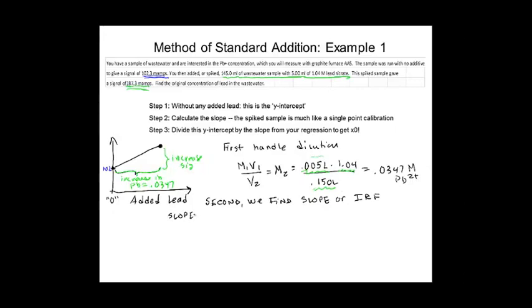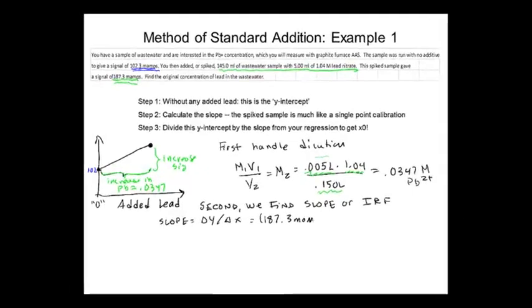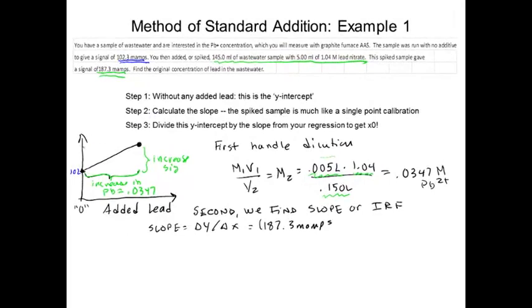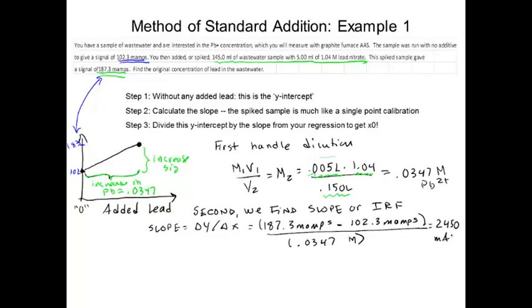Our slope is just going to be equal to rise over run, change in y over change in x. The change in y in this case is 187.3 milliamps, because when you added that material you increased your signal to that value, and you can see that information right here. So that's how much it went up. But we have to realize that it didn't just go from 0 to that point. It already had some signal there, so we want to subtract that out. There's the offset due to whatever lead's present in our wastewater. On the bottom, the amount that we added was just 0.0347 molar. When you do this, you're going to find 2450 milliamps of signal per molar lead.